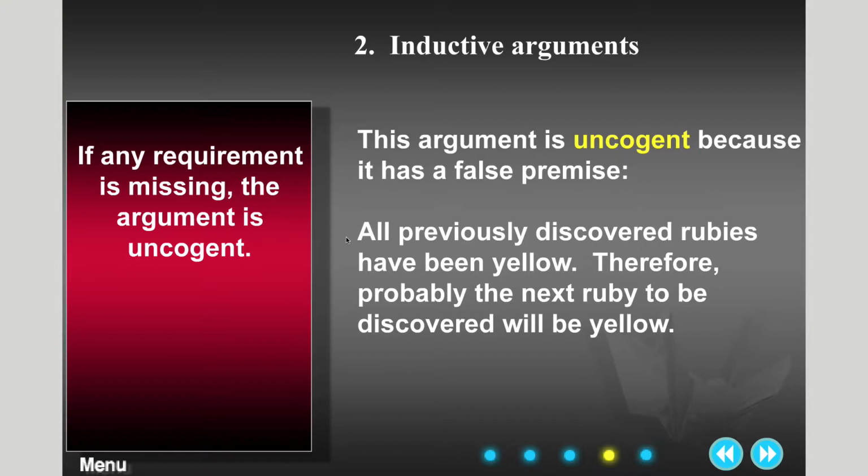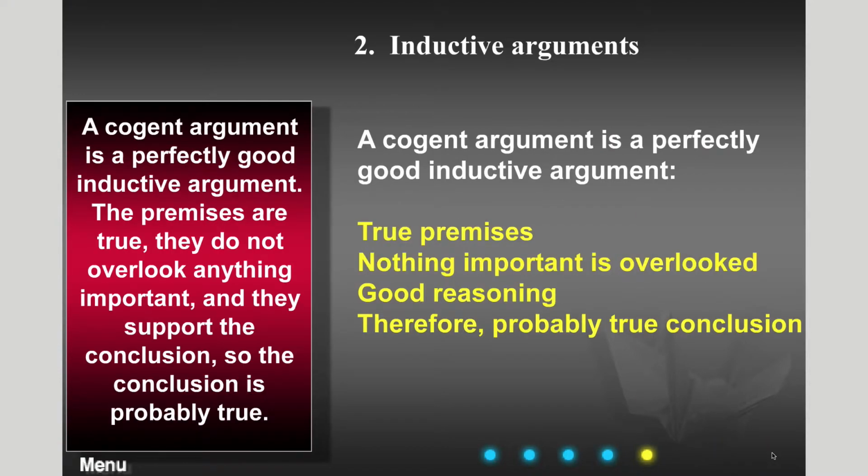Why? Because we just need to look at the premise and say, is that true? All previously discovered rubies have been yellow? No, that's not the case. The premise is false, and therefore the argument is non-cogent. It is a strong inductive argument, but a non-cogent or uncogent one, right? And therefore is not a good argument, right?